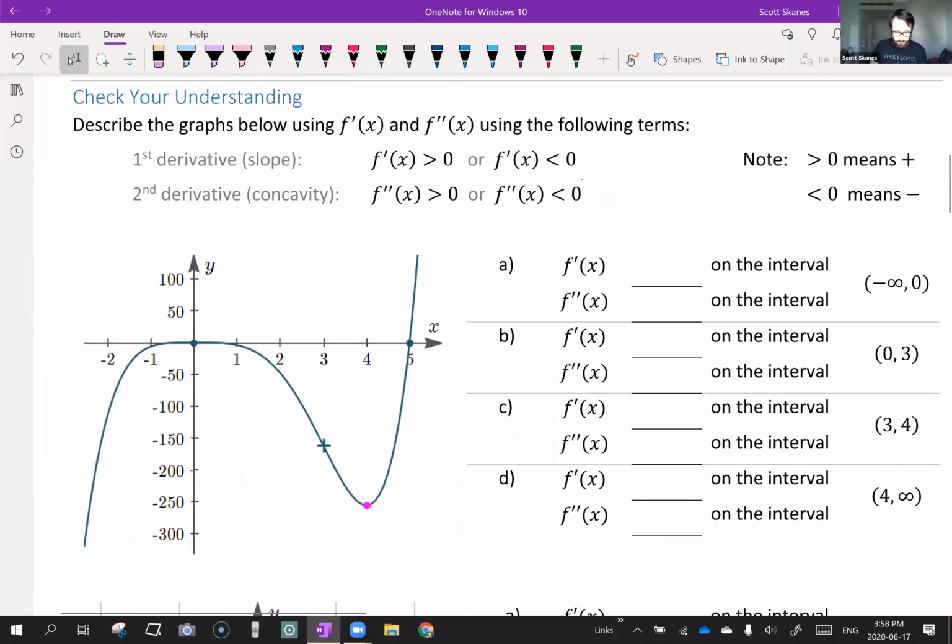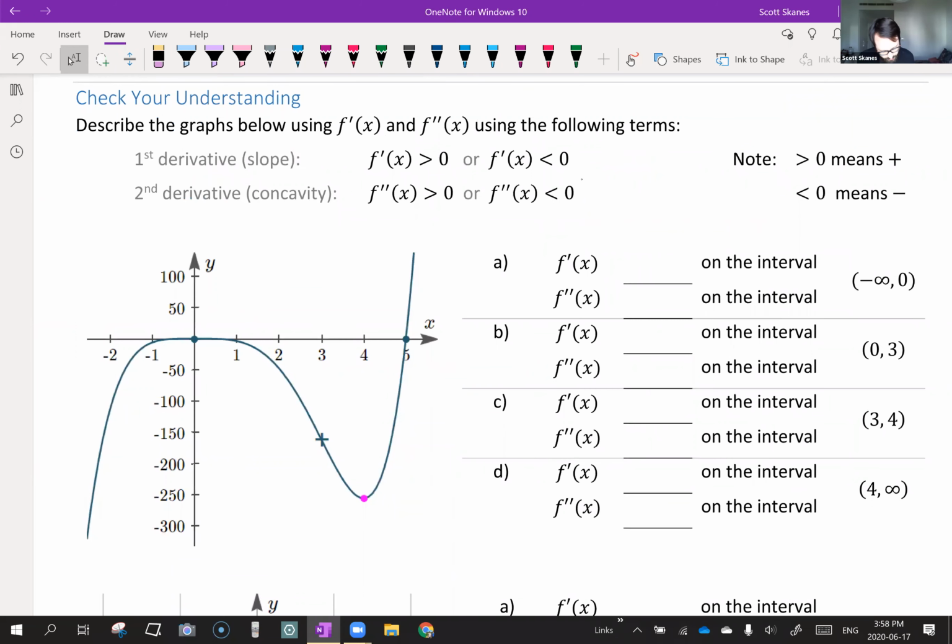So it says, check your understanding. Describe the graphs below using the first derivative and the second derivative using the following terms. So we either say f prime is greater than 0 or f prime is less than 0, or f double prime is greater than 0 or f double prime is less than 0. Remember, this is talking about slope, and the next one is talking about concavity, the curve style. Is it down or up?